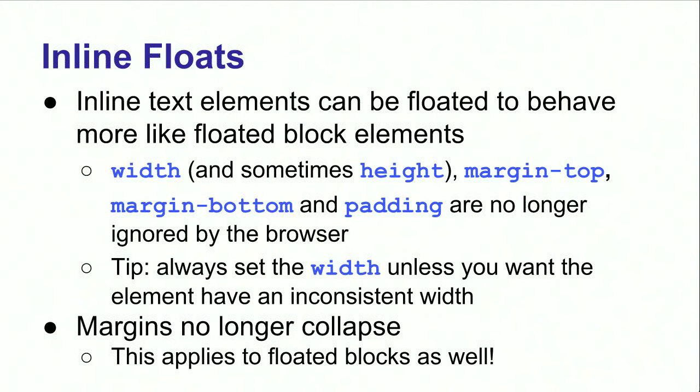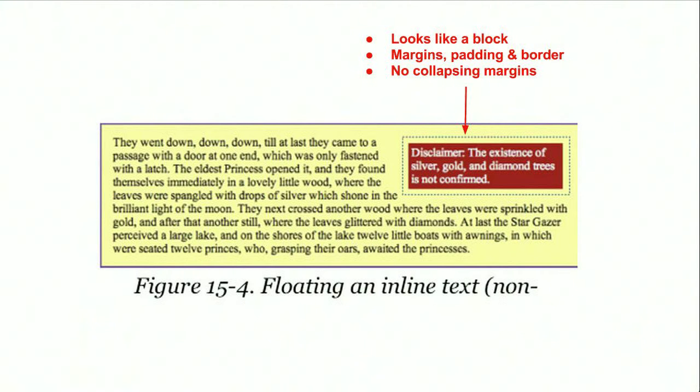Here we see an inline element being floated to the right. It looks exactly like a floated block, with margins, padding, and border. If there were two of them, then we'd see no margin collapse between them.